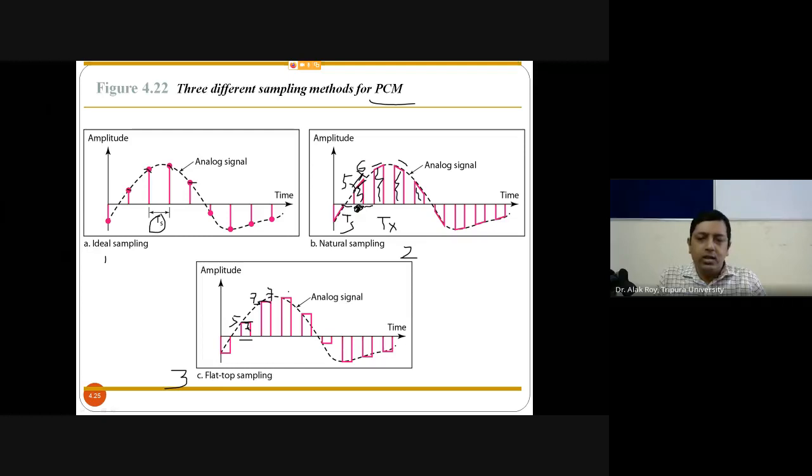There is a question in the examination to explain or compare the three different techniques of sampling available for PCM. At that time, you have to name ideal sampling, natural sampling, and flat top sampling. With figures, you have to draw and explain what ideal sampling, natural sampling, and flat top sampling are.